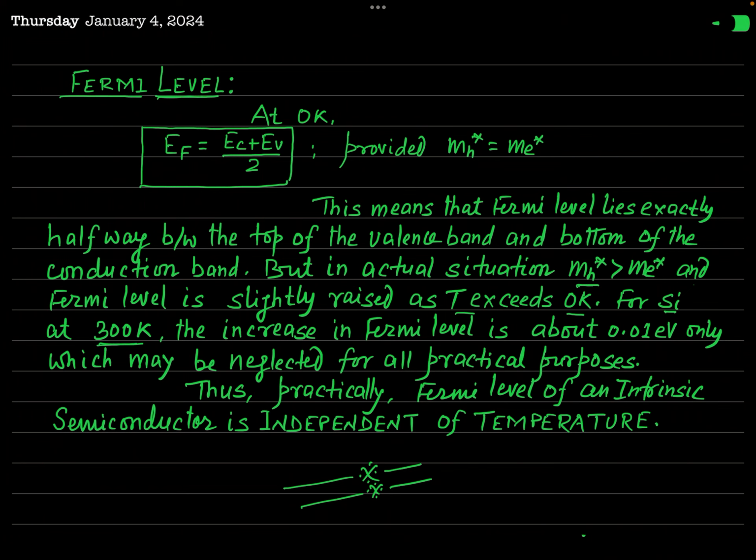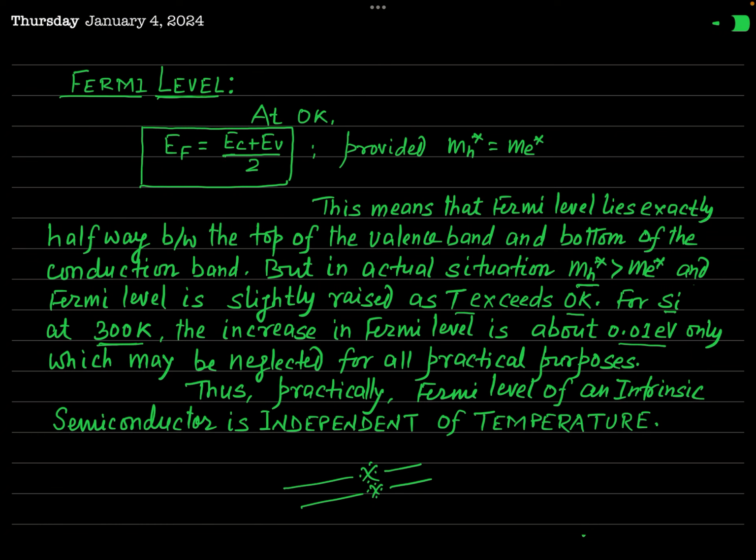If you are talking about 300 Kelvin temperature, that is at room temperature, then this Fermi level is raised by 0.01 electron volt, which is actually very small. So practically we say that the Fermi level of a pure semiconductor just lies between the valence band and the conduction band, and it is unaffected by temperature. We consider it so, but to some extent it depends on temperature. So if an objective question is asked, whether the Fermi level of a pure semiconductor depends on temperature or not, you should answer that it is independent of temperature.